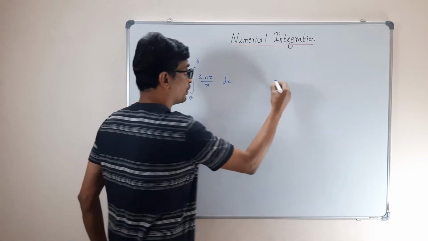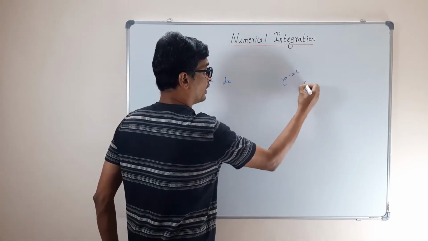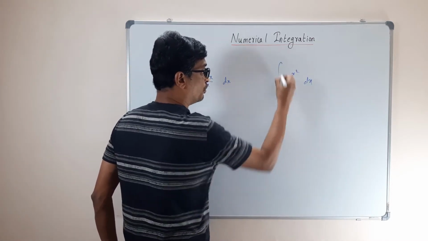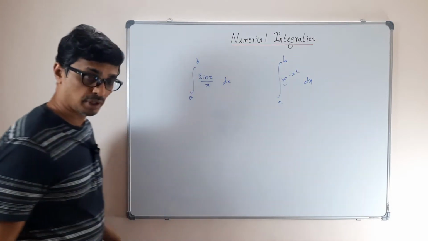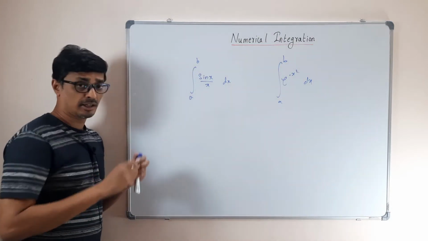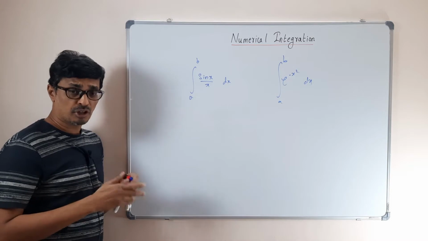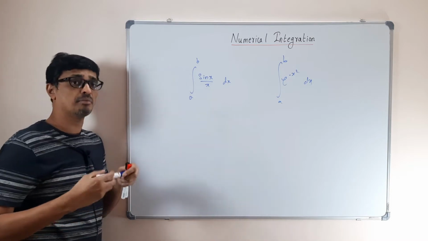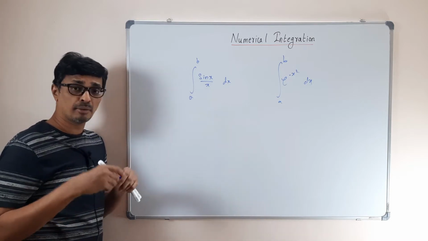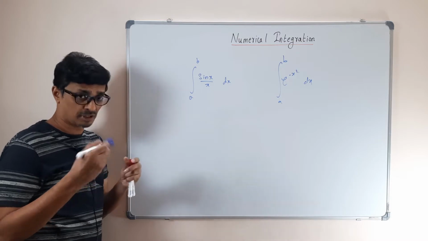Or why go for this? Even e power minus x square dx, a to b, also cannot be integrated analytically. And many times you don't even get such a simple function, you get much more complex functions. Maybe the integrand may involve some special functions.